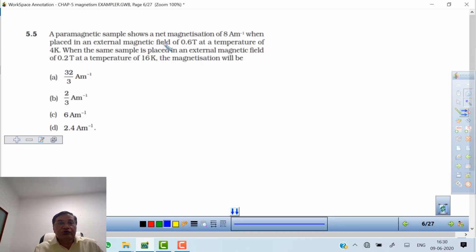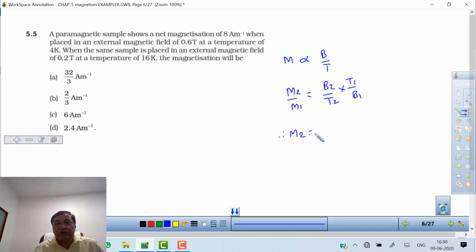A paramagnetic sample shows a net magnetization of 8 ampere per meter when placed in an external magnetic field of 0.6 Tesla at a room temperature of 4 K. When the same sample is placed in an external magnetic field of 0.2 T at temperature 16 K, the magnetization will be? So we know that magnetization is proportional to B and inversely proportional to T. So we can say that M2 upon M1 is equal to B2 upon T2 into T1 upon B1.